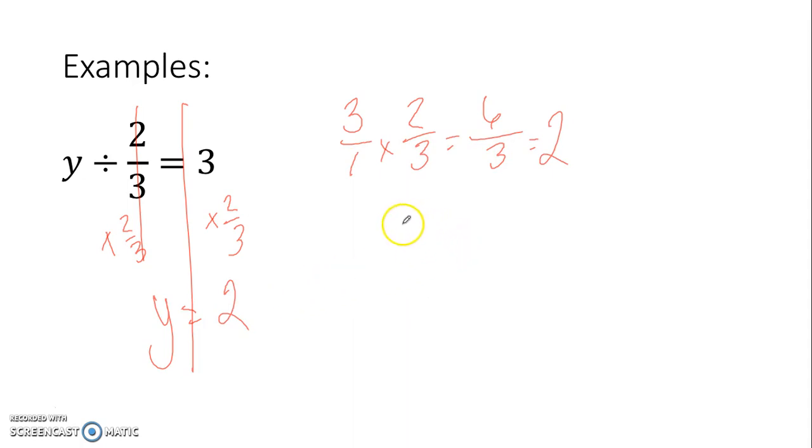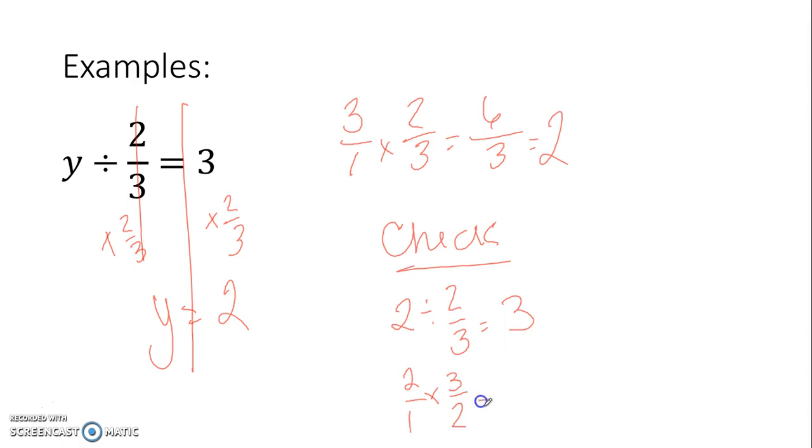We can check that out by plugging it in. So let's check. 2 divided by 2 over 3 is equal to 3. Okay, remember we have to keep, change, flip. So 2 over 1 times 3 over 2 is equal to 2 times 3 is 6, 1 times 2 is 2. So 6 over 2 is equal to 3. It checks out. Y does in fact equal 2.